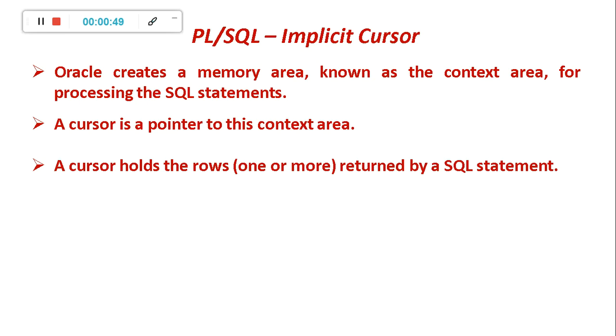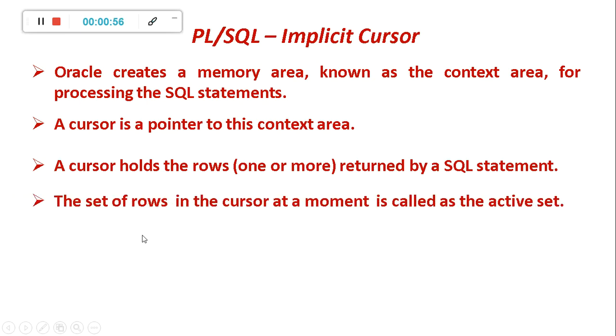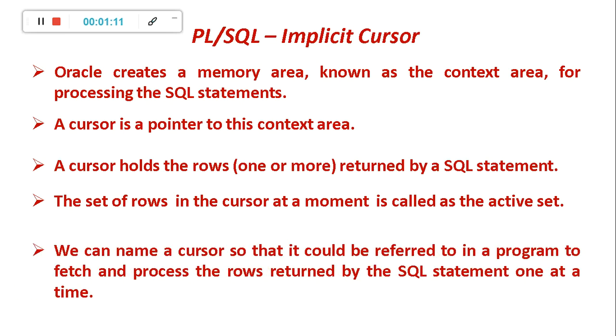A cursor holds the rows returned by a SQL statement. The set of rows in the cursor at a moment is called the active set. For example, if there are 7 rows in the cursor at a moment, then all the 7 rows we call the active set. We can name the cursor so that it will be easy to refer to in our programs to fetch and process the rows returned by the SQL statement.